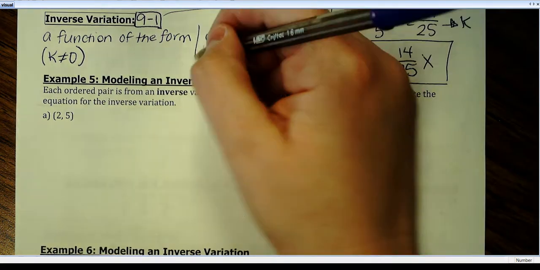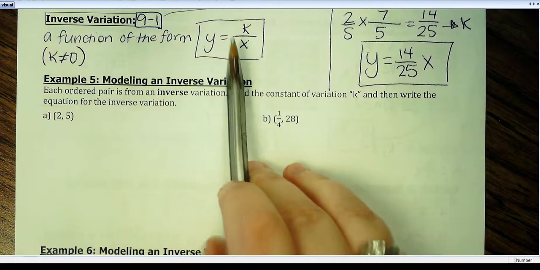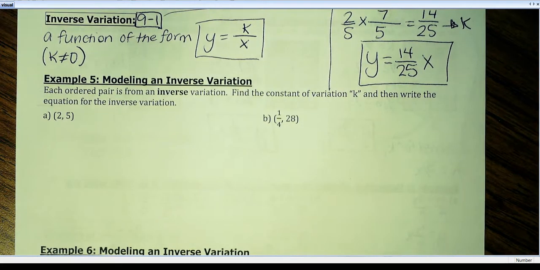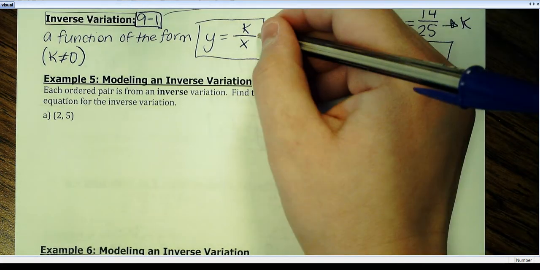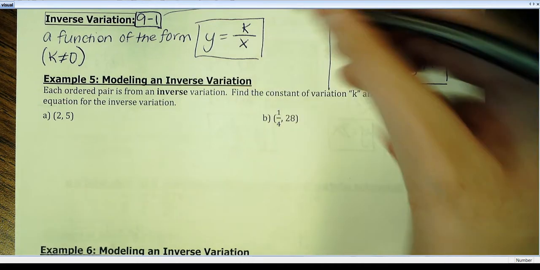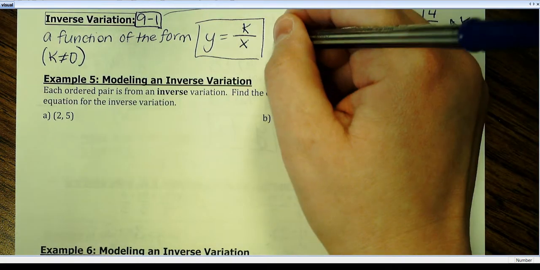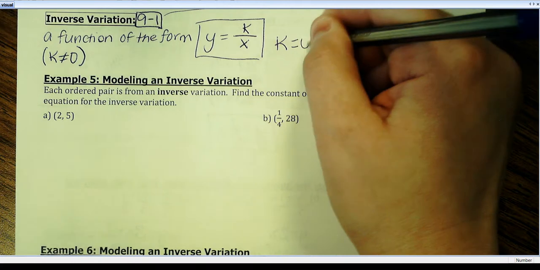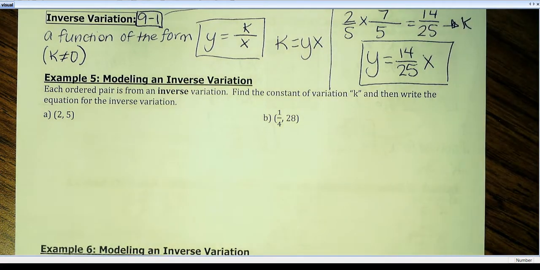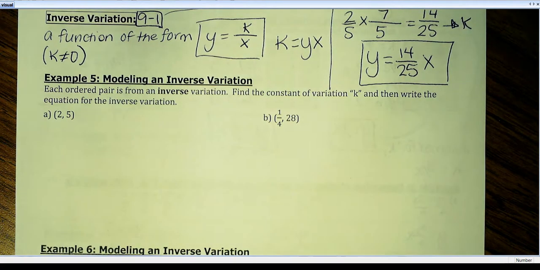Another important thing here would also be to solve this equation for k to help you find the constant of variation. This is your general form of an inverse variation. If you solve this for k, what you would do is multiply both sides by x to get that out of the denominator. So in this case, the constant of variation should be the y-coordinate times the x-coordinate.